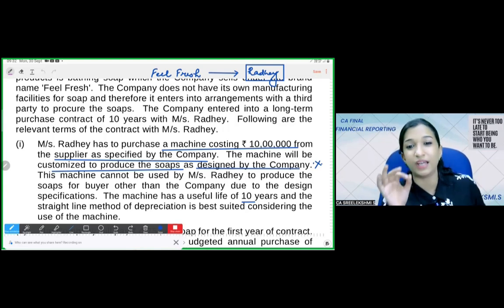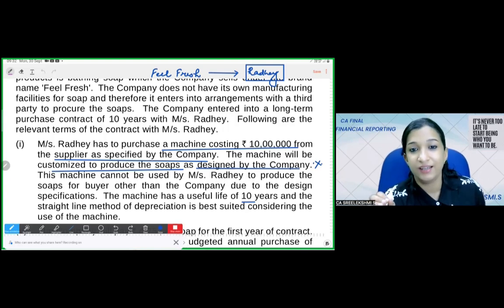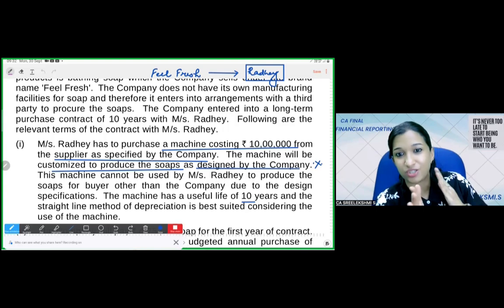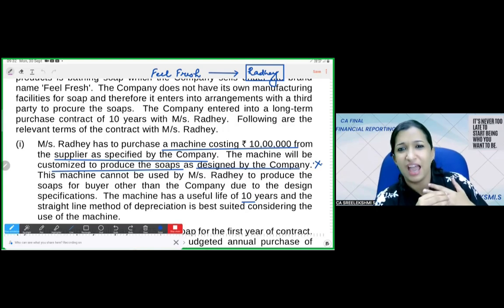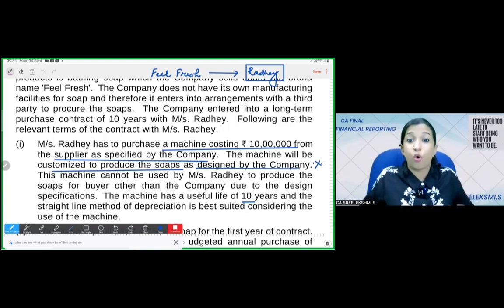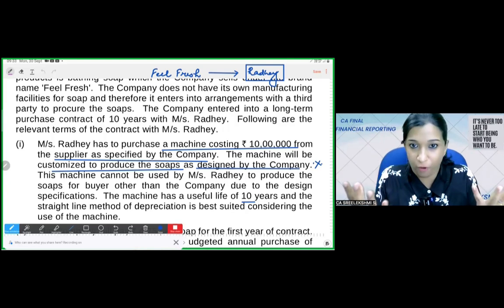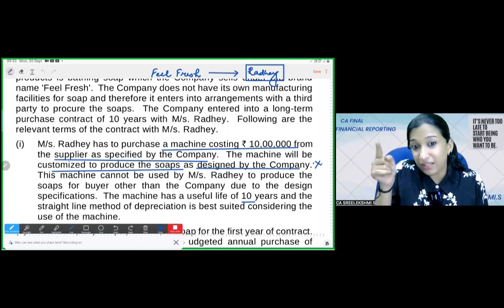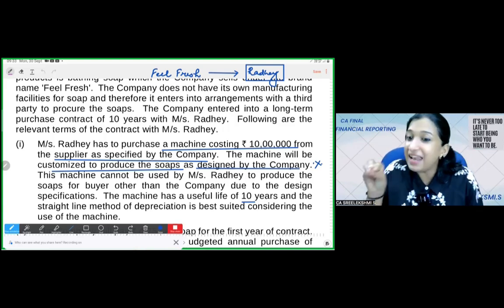Therefore, we can conclude that the contract contains lease. So you should say this is not merely a purchase contract. This is a lease contract. Actually, as per the contract, we give so much importance to substance over form. As per the contract, it seems to be a purchase, but there is an asset involved in it. So there is a leased asset and other expense.